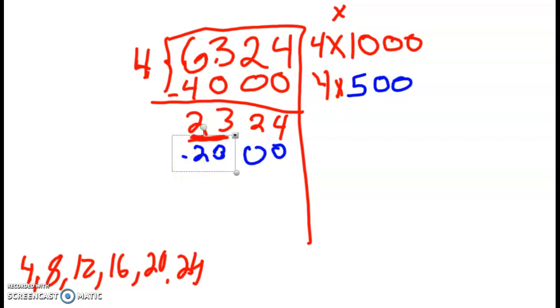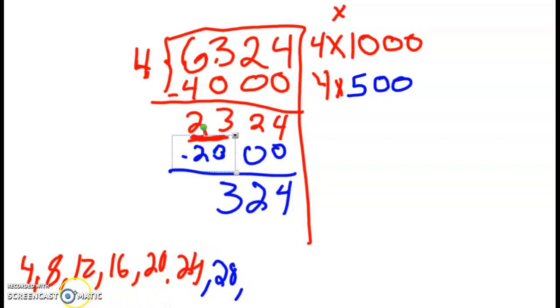Sorry about that. So now we're going to subtract 2,000. Okay, 4, 2, 3, and now we're at 32, 4. This is where you might need to skip count a little bit more, and you can say, okay, we hit 28 and 32 and 36, and that should be as far as you really need to go.